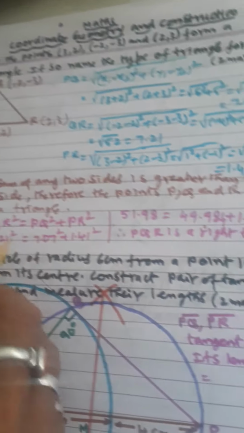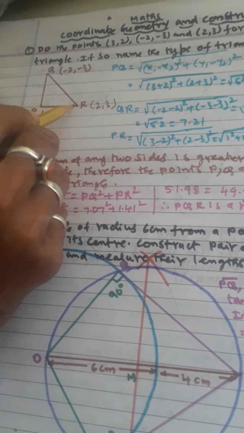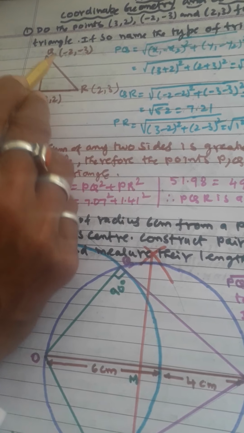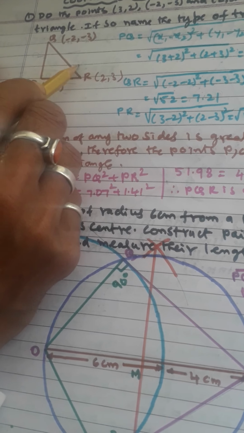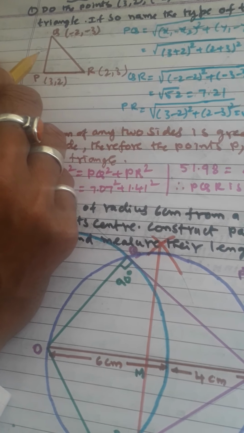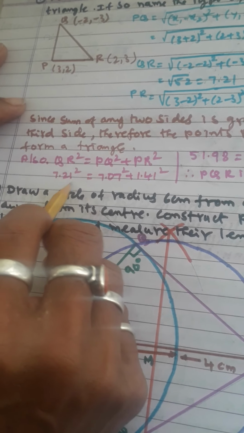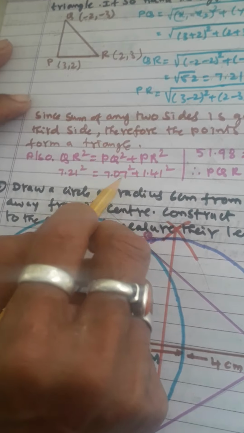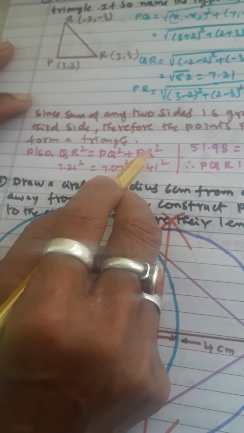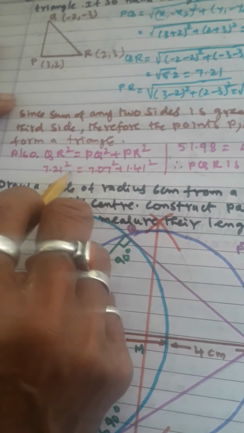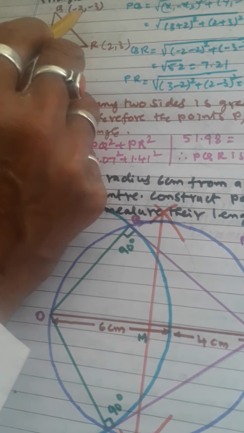So suppose you take QR square, and then this square and this square, we already know the Pythagoras theorem. So hypotenuse square will be equal to the sum of the squares of the other two sides. So accordingly I just took QR square is 7.21 whole square, PQ is 7.07 square, and PR square is 1.41 square. If you just find out, both come as equal. So this triangle is a right angle triangle.